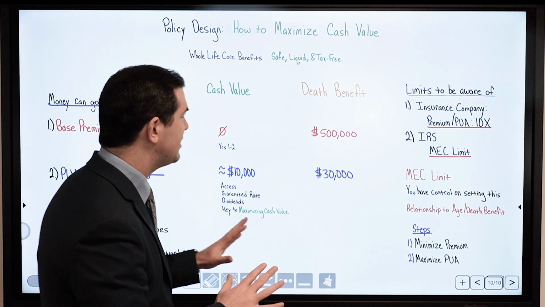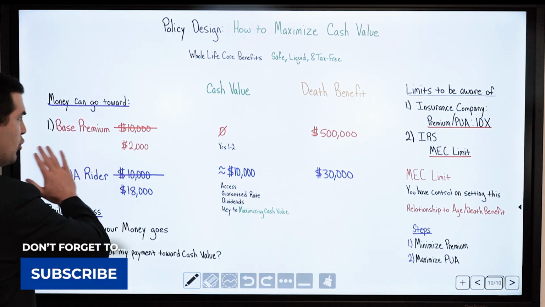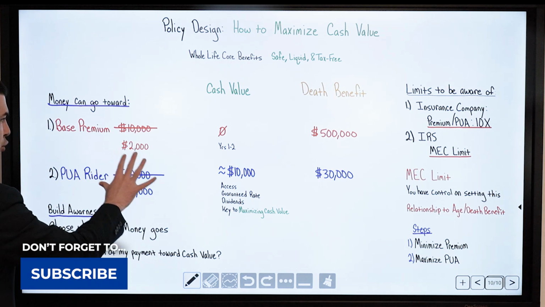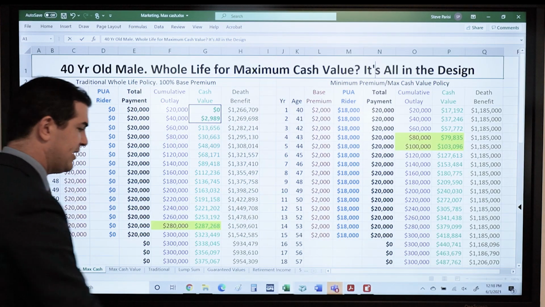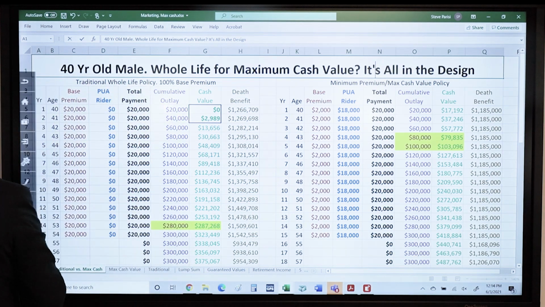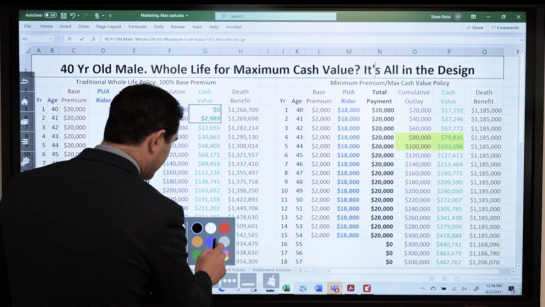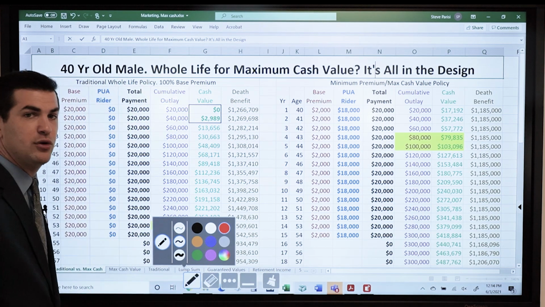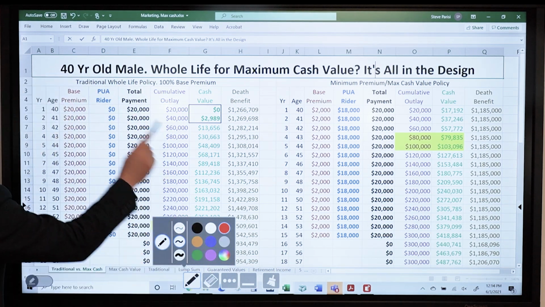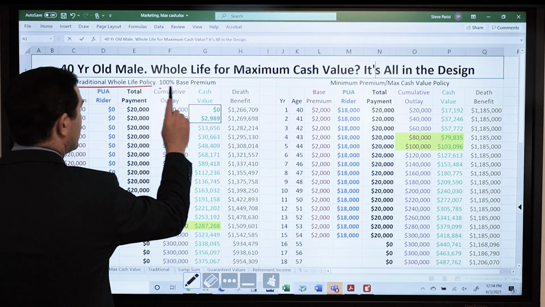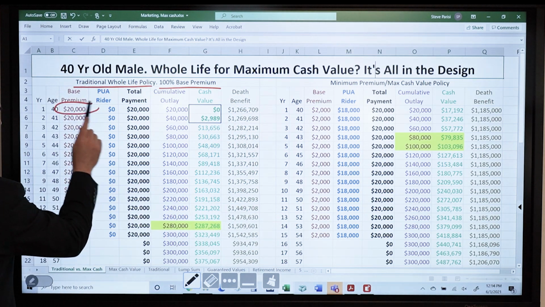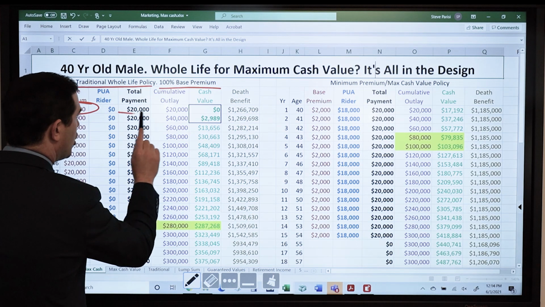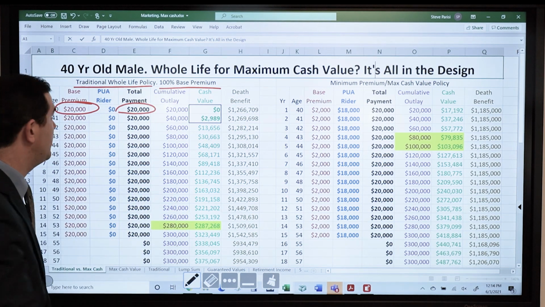Let's look at some numbers to demonstrate this. We'll start with this example right here, the total of $20,000. First, we'll look at a policy that has a 100% insurance expense, 100% premium. On the left, this is the same insurance company, same individual, by the way, traditional whole life, 100% base premium. Of his payment, base premium, $20,000, total payment, $20,000.